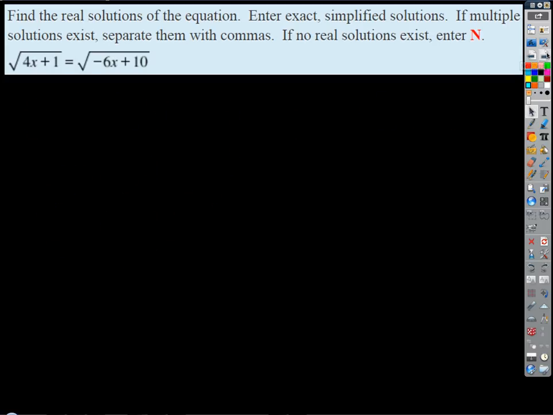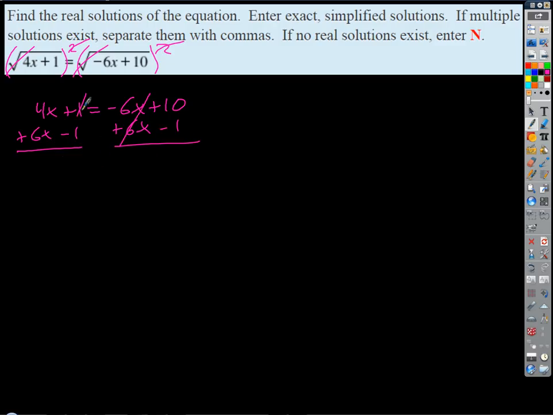Same kind of thing here. This time, this looks harder, but it's no harder. It's probably even easier. All you're doing is you're just going to square both sides, right? I've got radicals on both sides by themselves. So if I square both sides, it just undoes both radicals. And I end up with 4x plus 1 equals -6x plus 10. Add 6x to this side. Subtract 1. 10x equals 9, so what's x? 9/10.